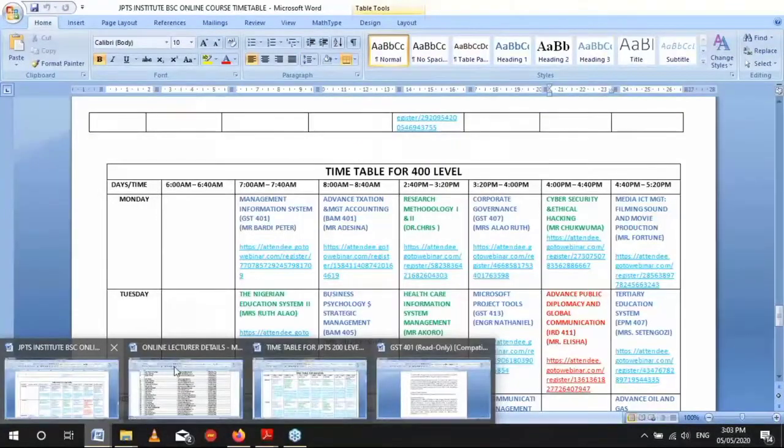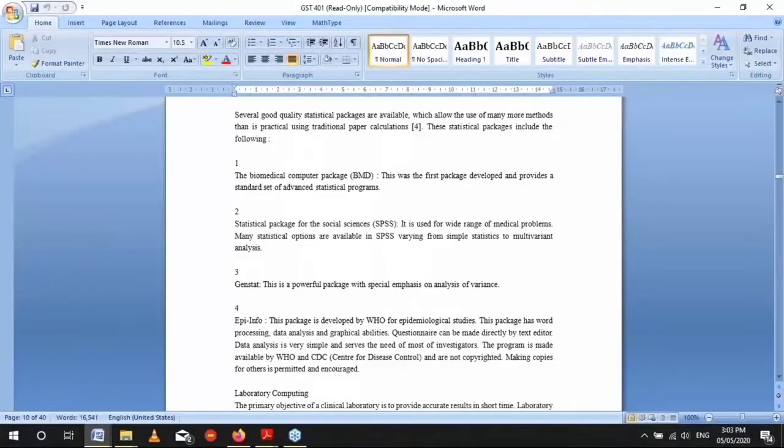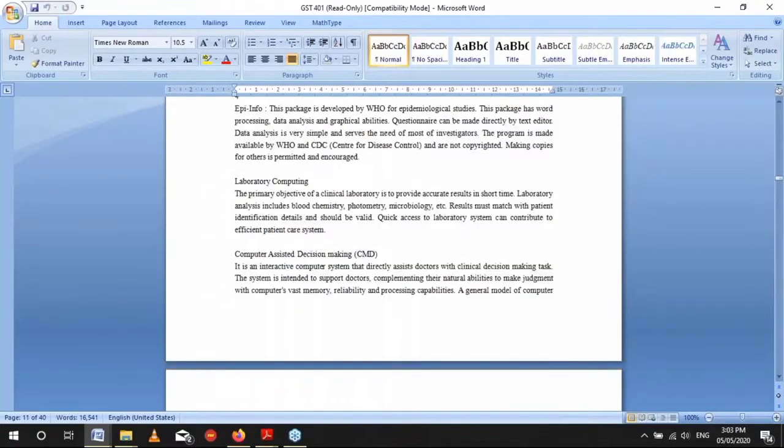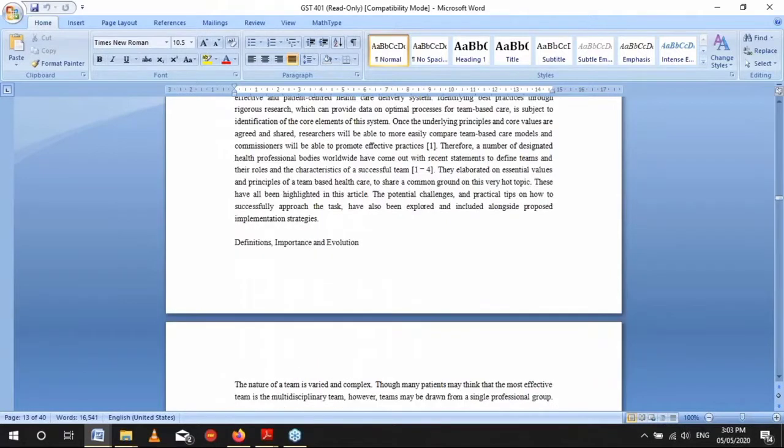So what are the key elements for change? Number one, you need to develop a vision for change. Number two, you need to have focus on the change process.